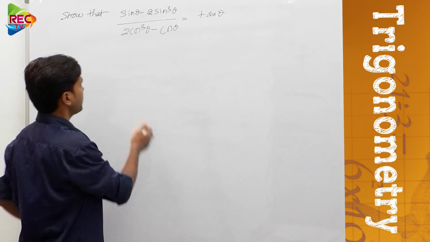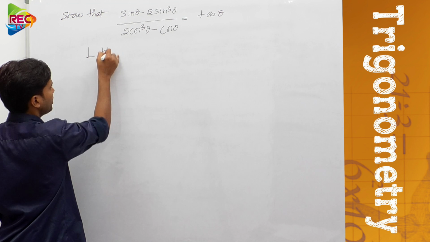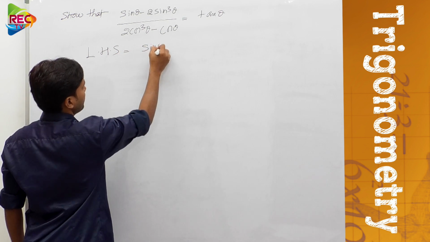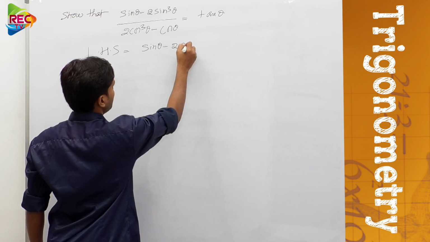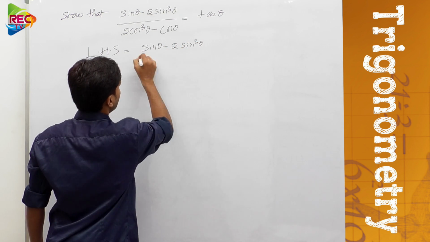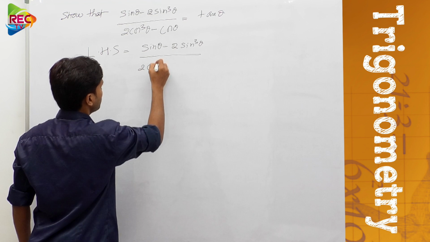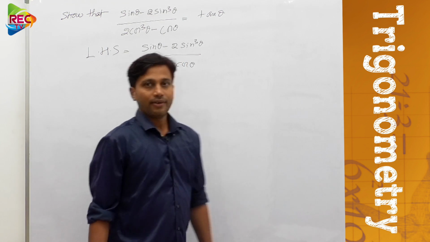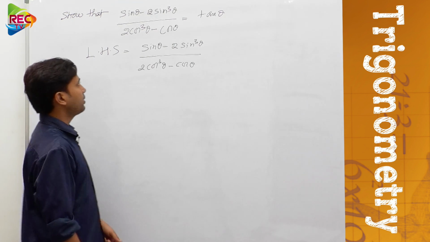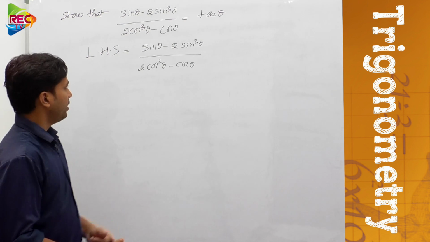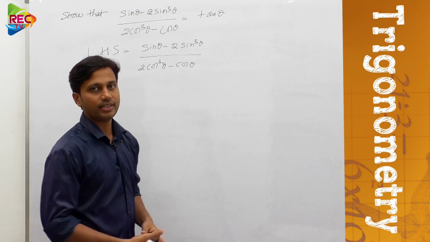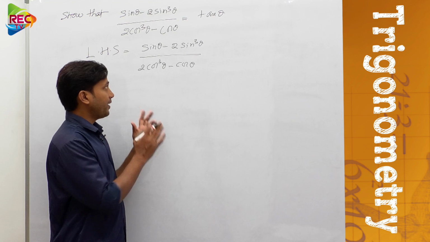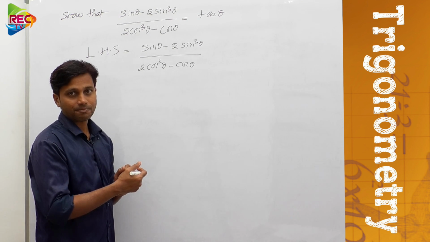So let us take the first one. That is LHS, that equals what? Sin theta minus 2 sin cube theta by 2 cos cube theta minus cos theta. This is the LHS given. Now we need to simplify this. Tell me what we have to do here to get the answer.